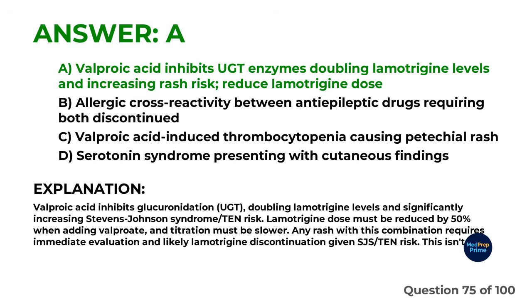Correct answer A. Valproic acid inhibits glucuronidation, UGT, doubling lamotrigine levels and significantly increasing Stevens-Johnson syndrome, TEN risk. Lamotrigine dose must be reduced by 50% when adding valproate, and titration must be slower. Any rash with this combination requires immediate evaluation and likely lamotrigine discontinuation given SJS, TEN risk. This isn't allergic cross-reactivity or thrombocytopenia, not serotonin syndrome. This is a critical, potentially fatal DDI requiring proactive dose adjustment when combining these medications.